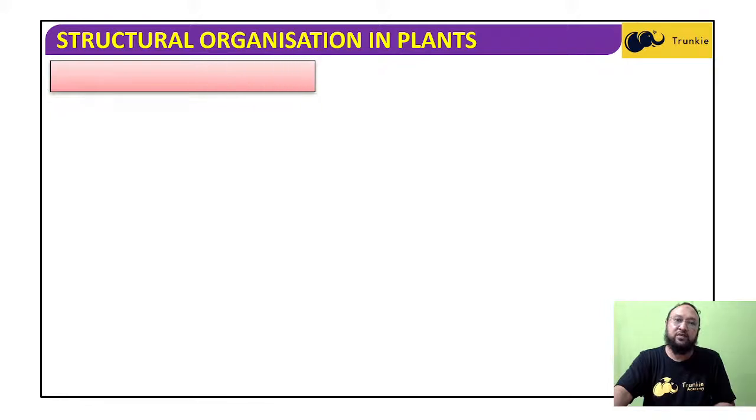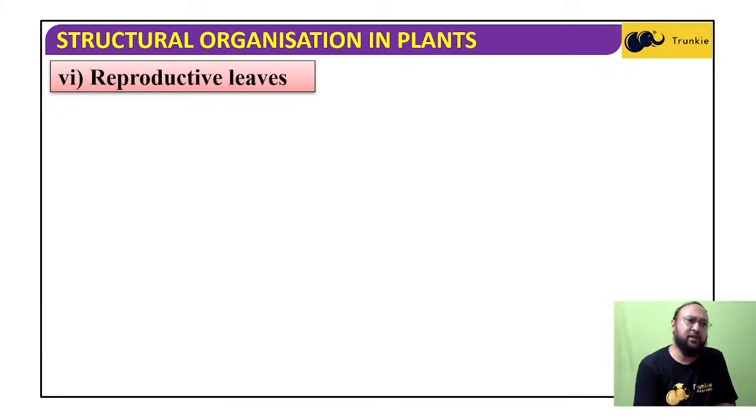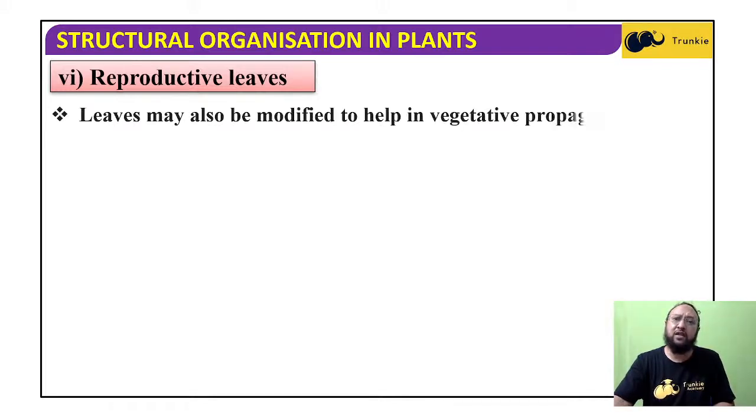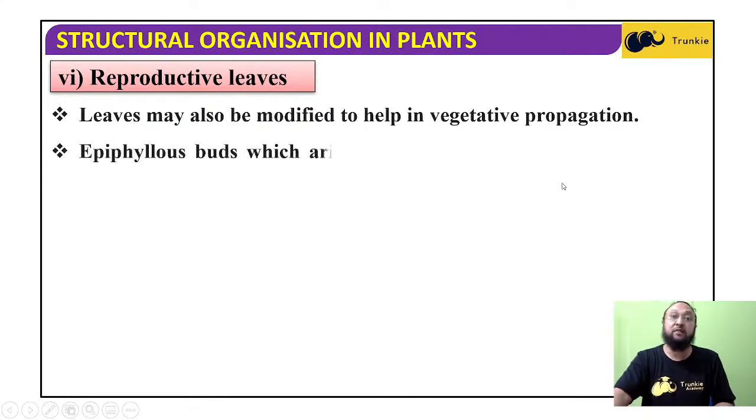Okay, so now reproductive leaves. These are for vegetative propagation. Leaves may also be modified to help in vegetative propagation, which is asexual reproduction. So these leaves which are modified for vegetative propagation, a new individual plant may develop from the vegetative part, or from that modified leaf.